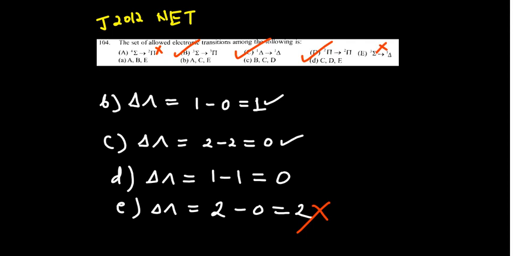So correct answer actually B, C, D. So option C is looking correct. Option C. So B, C, D, option C is correct one. Okay, now moving to the next problem.